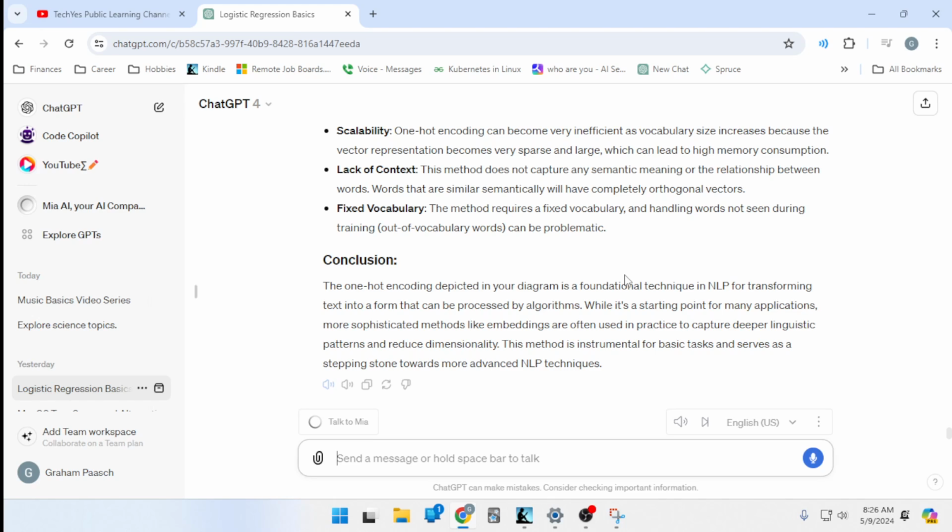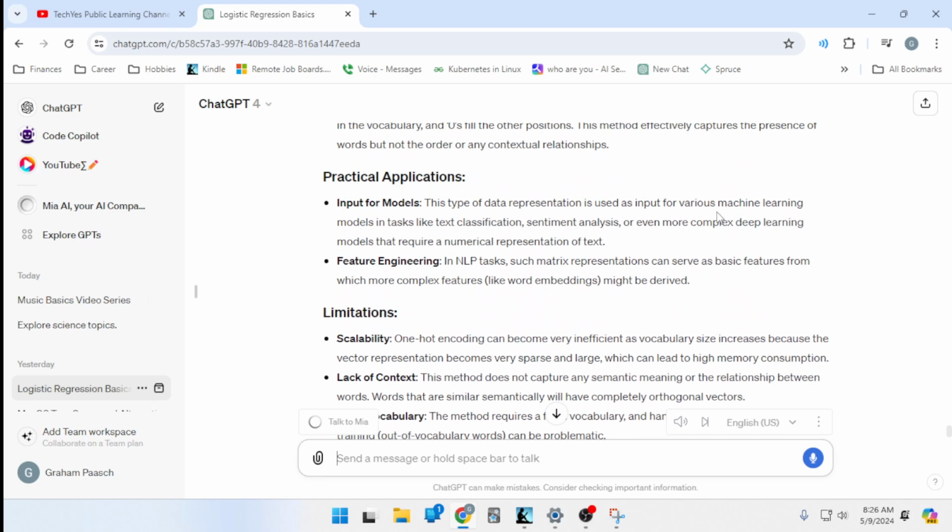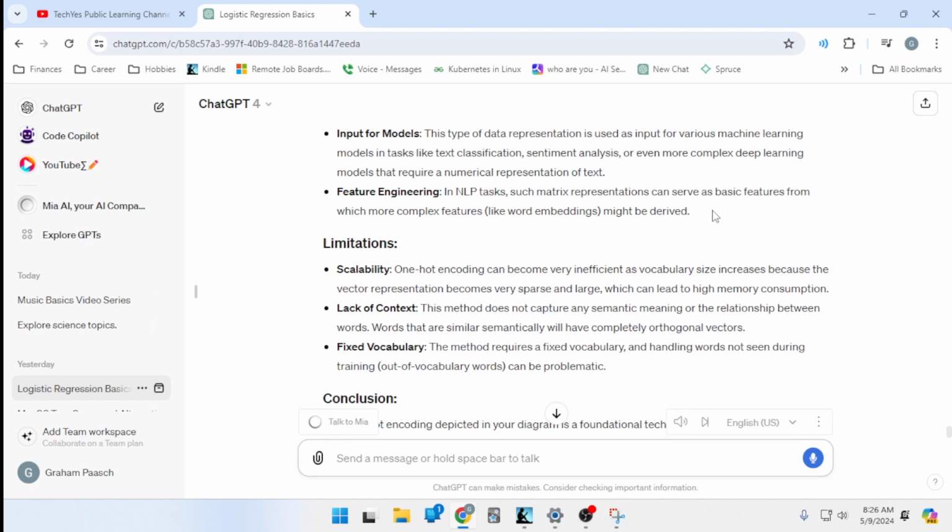How it works. Vectorization: each word in the sentence is converted into a vector. The length of the vector is equal to the number of unique words in the sentence, or potentially in the larger vocabulary being used. In the matrix, each row represents these vectors. One-hot encoding: in these vectors, a 1 is placed in the index corresponding to the word's position in the vocabulary, and 0s fill the other positions. This method effectively captures the presence of words but not the order or any contextual relationships. Practical applications. Input for models: this type of data representation is used as input for various machine learning models in tasks like text classification, sentiment analysis, or even more complex deep learning models that require a numerical representation of text. Feature engineering: in NLP tasks, such matrix representations can serve as basic features from which more complex features, like word embeddings, might be derived.